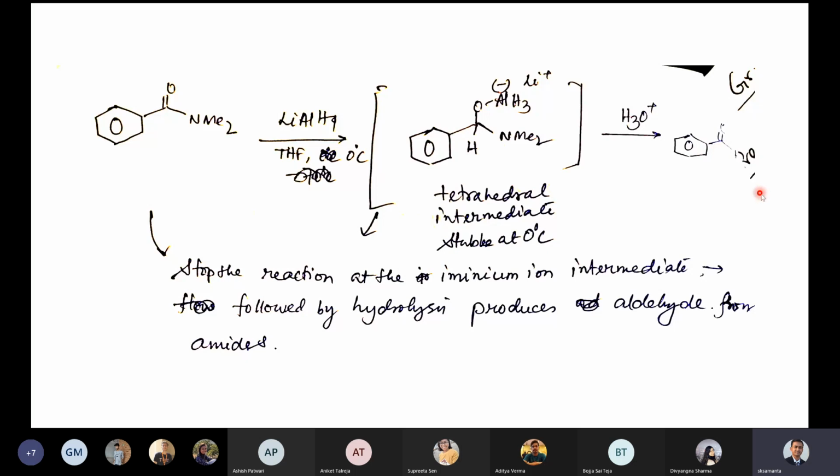But if you have put water, then this LiAlH4, as I mentioned, is also a very good base. So this hydride will pick up the proton from this acid. So this hydride will not act as the nucleophile. It will pick up the acid and gets quenched.